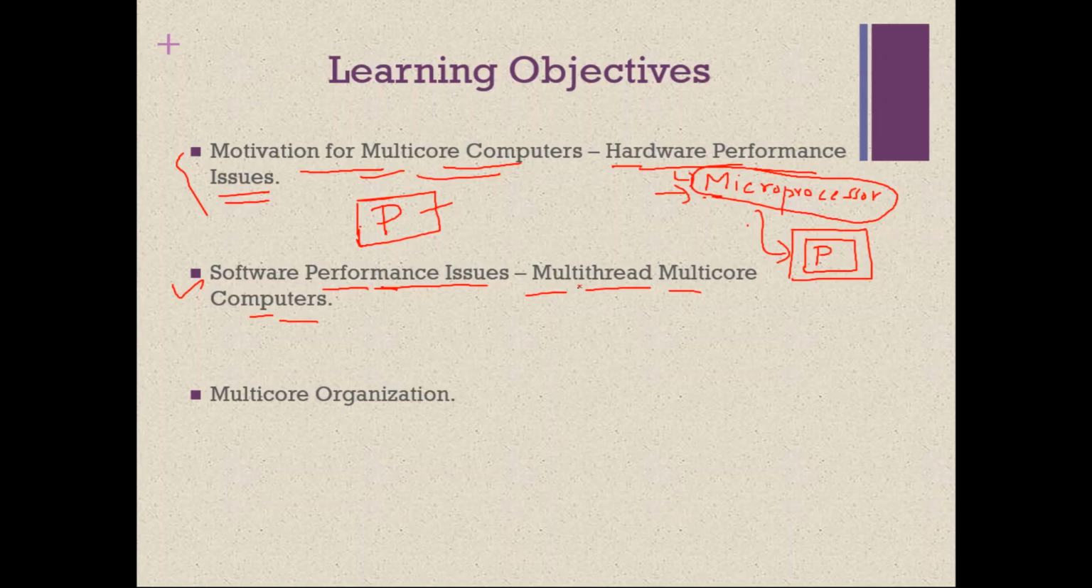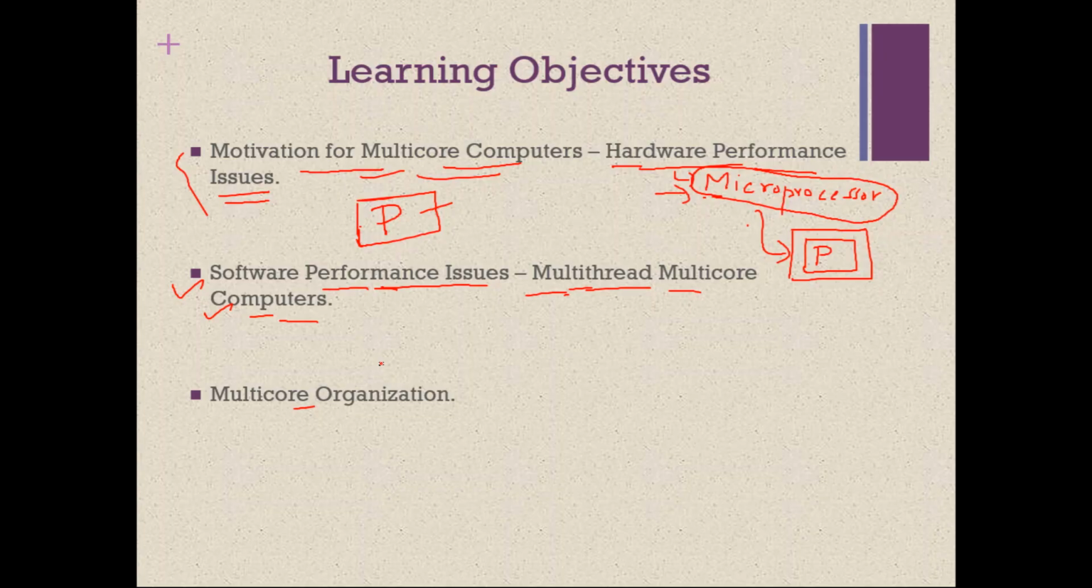It's not only operating systems, it may be programming languages also, like Java, or database management systems. All this software is typically designed for single core computers. When you use it on multi-core computers, there will be some performance issues, and it should be tuned accordingly. That's what we are going to discuss in the next topic. The third topic is multi-core organization.